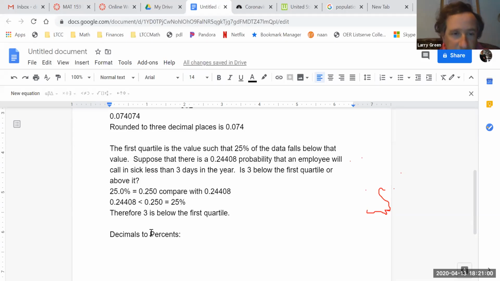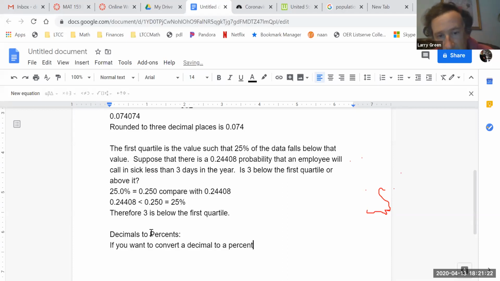Okay, so it's very similar. If you want to convert a percent to a decimal, you move the decimal place over to the left. So if you want to convert a decimal to a percent, move the decimal. Any guess? How are you going to move it? Yeah, and in fact, 2 places. Two places to the right.